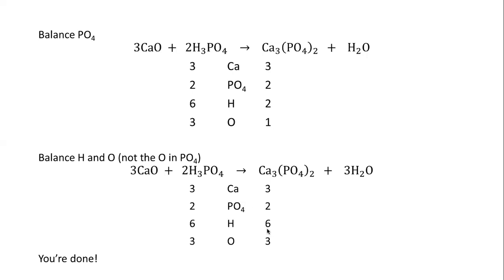So when we put the 3 in front of the water molecule, we see that we have now a balanced equation where we have 3 calcium, 2 phosphate molecules here. Again, we can denote that by putting these parentheses around. Then we have 6 hydrogen because 3 times 2 is 6. And then we have 3 oxygen because the 3 coefficient times the 1 oxygen here is 3, and we're all done.